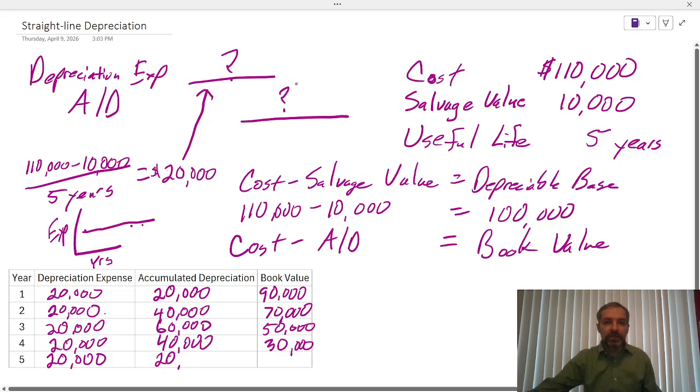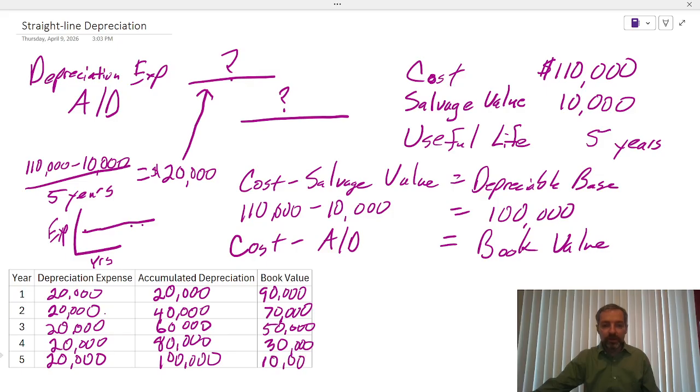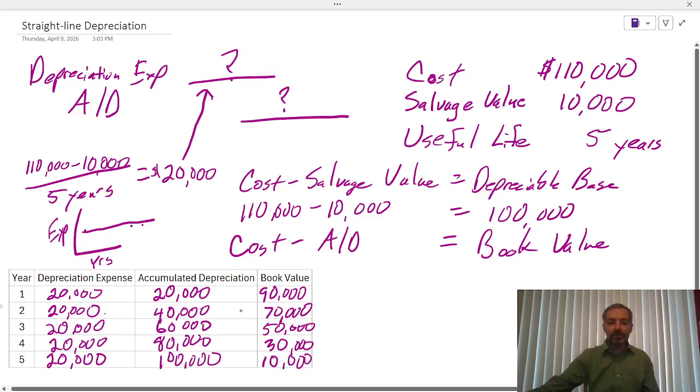Oops, I messed up on the accumulated depreciation column here. And then our book value at the end would be 110,000 minus 100,000, leaving us 10,000.